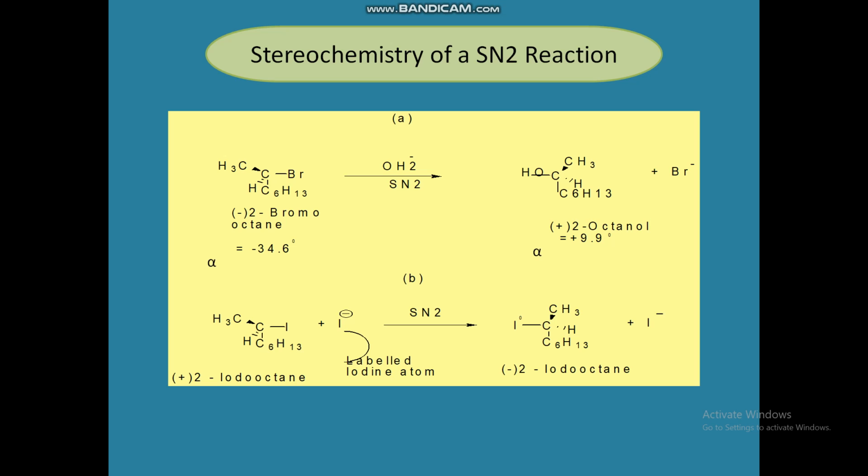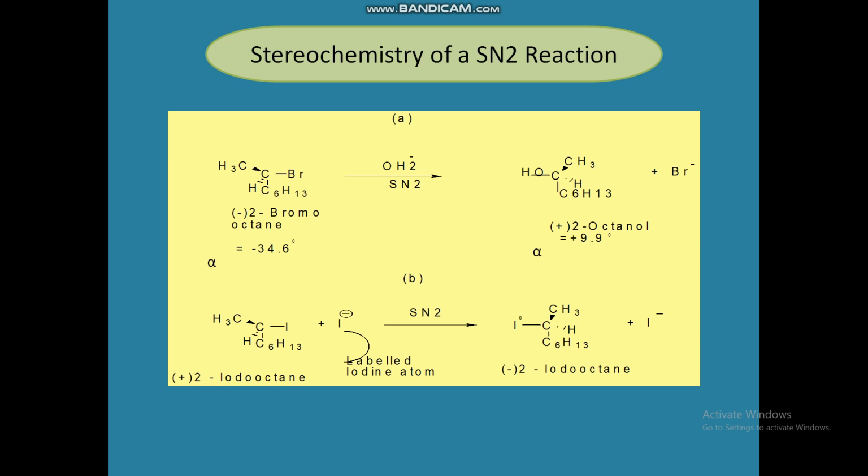The inversion of configuration in SN2 reaction can be explained by performing a reaction with the pure enantiomer of a chiral alkyl halide. Chiral means the carbon contains four different groups. For example, when 2-bromooctane is allowed to react under SN2 conditions with aqueous sodium hydroxide, inversion of configuration is observed, and positive 2-octanol is produced as the major product.